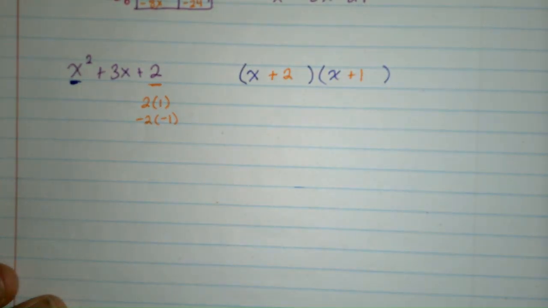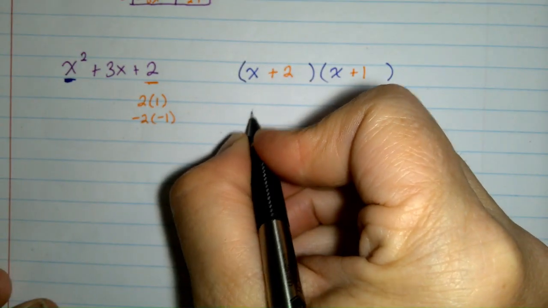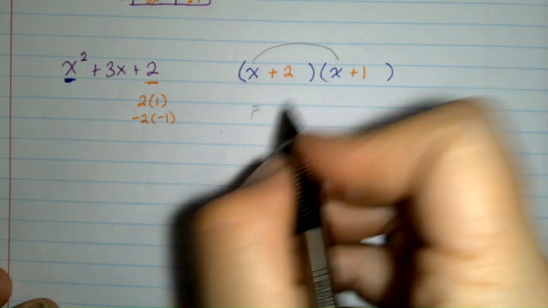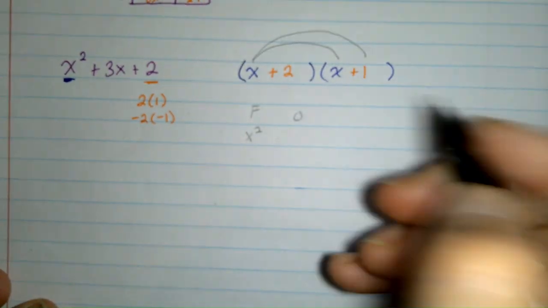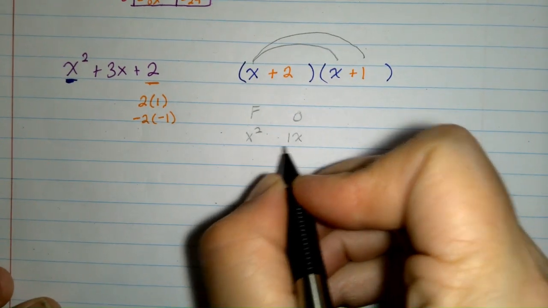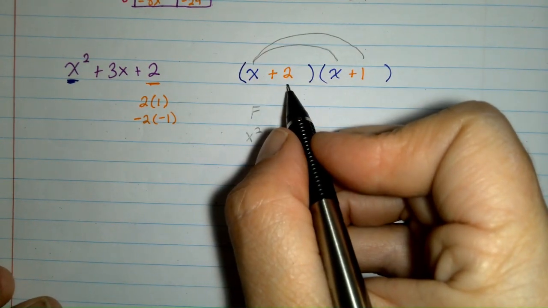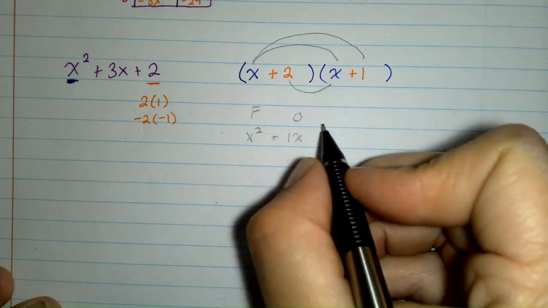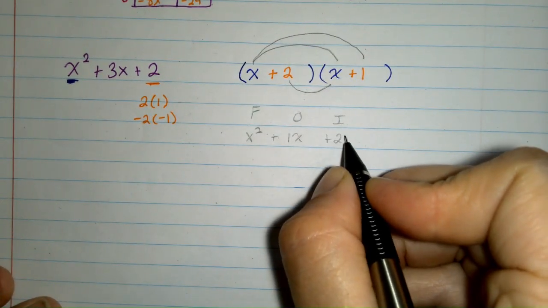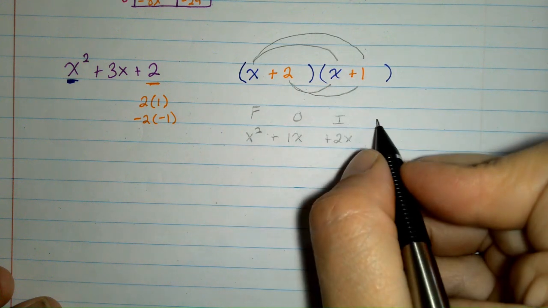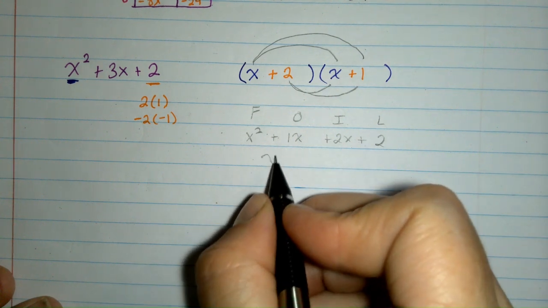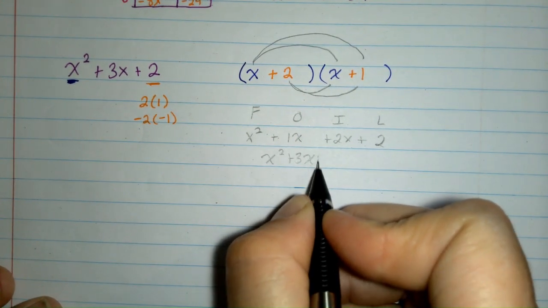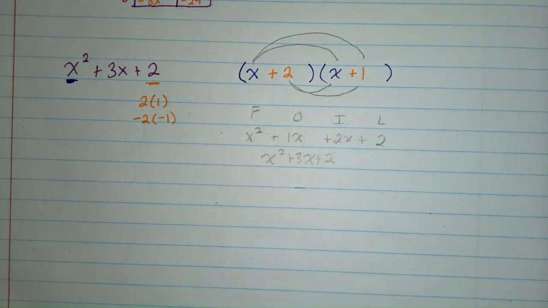Now I'm going to check. I'm going to use that FOIL acronym this time. First, x times x. Outside, x times 1. See how it's like distributing? FOIL is really just double distribution because I distributed the x, now I'm going to distribute the 2. That would be our inside. And 2 times 1 is 2. And when I combine these in the middle, it did work. This is what's known as a guess and check method. Don't just guess.